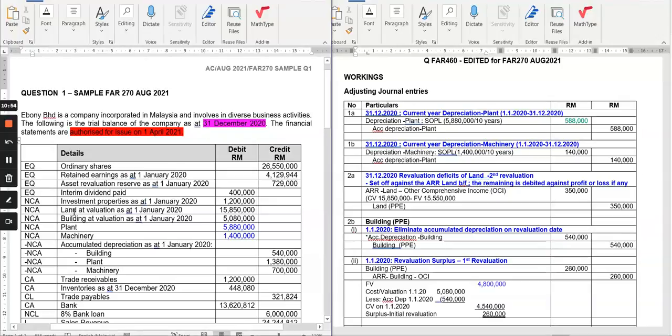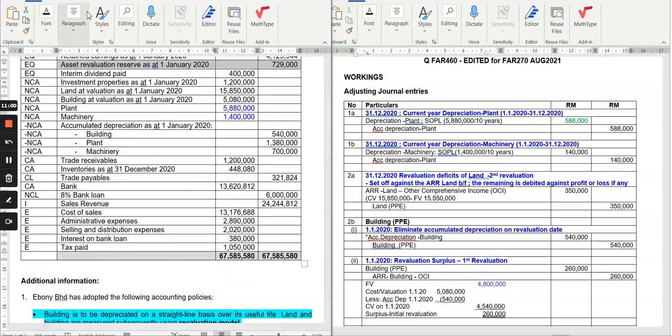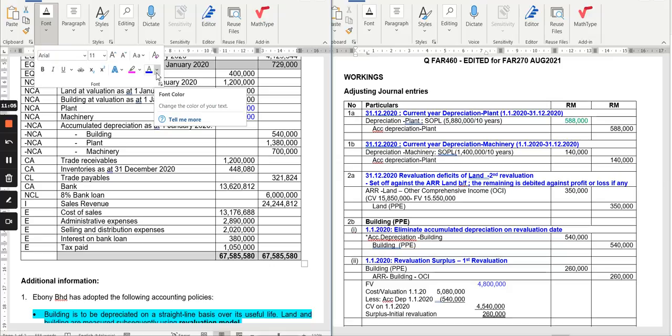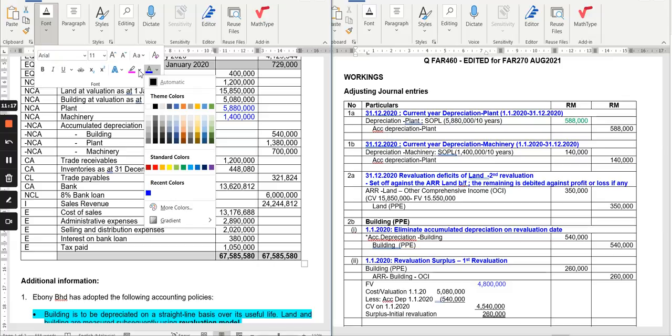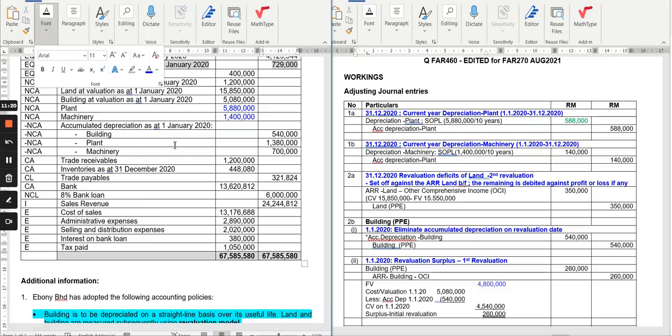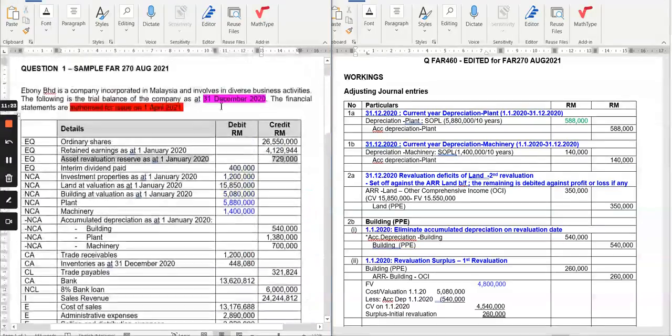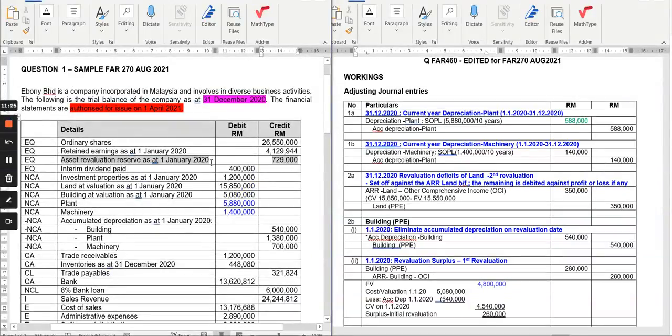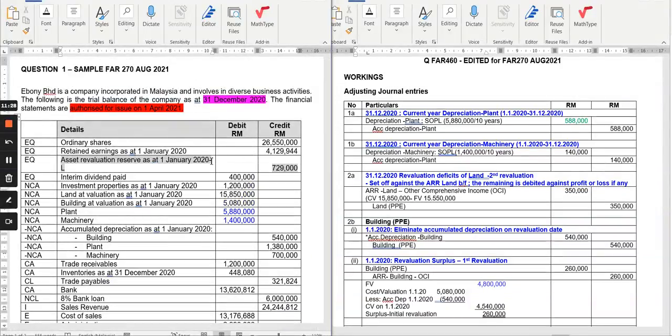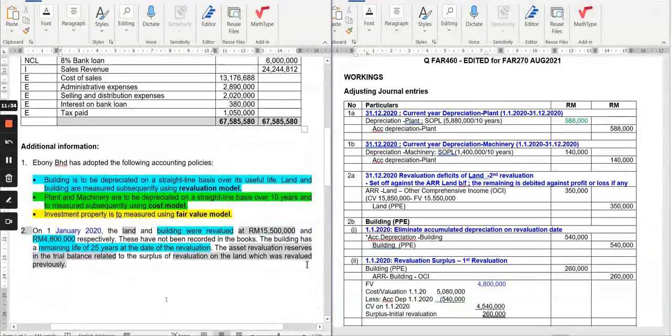The first revaluation, the balance here, relates to land. So if there is any surplus or deficit, you need to check what the guideline is under MFRS 116. Just put some highlight there. The asset revaluation reserve has 7 to 9, and this 7 to 9 is exclusively for land. How do I know? Because the question clearly informed you that it was related to land.